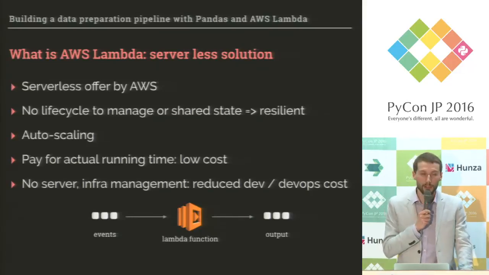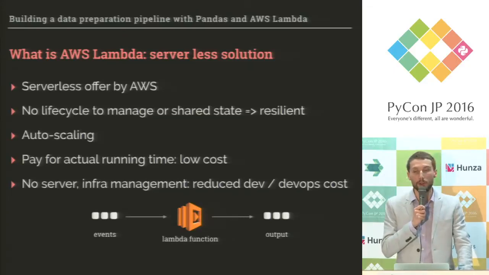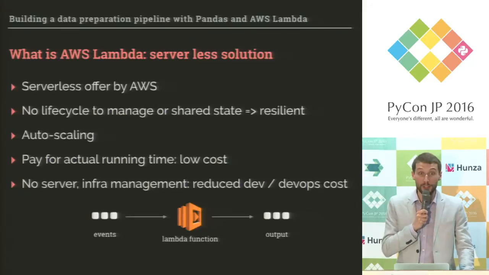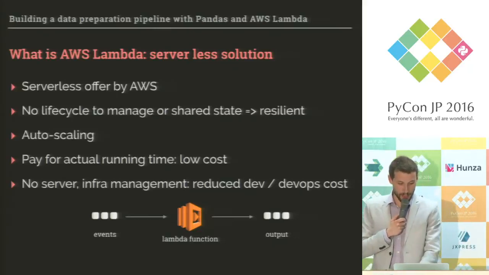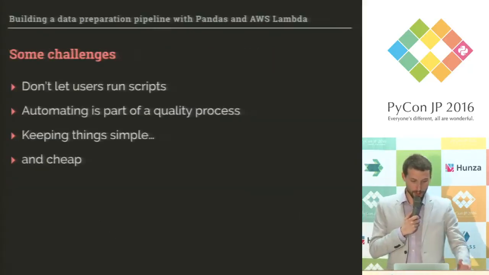On AWS, you pay by 100 milliseconds. So if you have a function that is triggered a few times a month or a few times a week, you will end up paying just a few cents. It's like nothing.